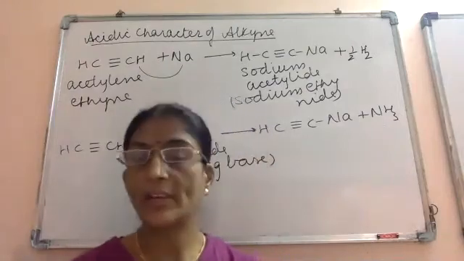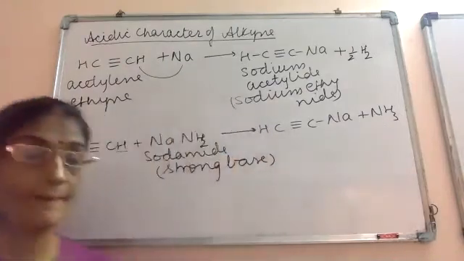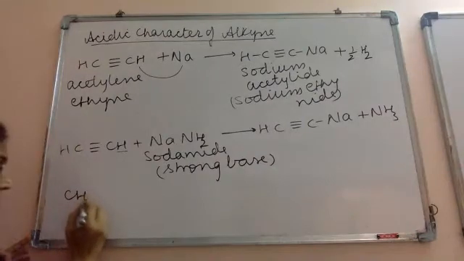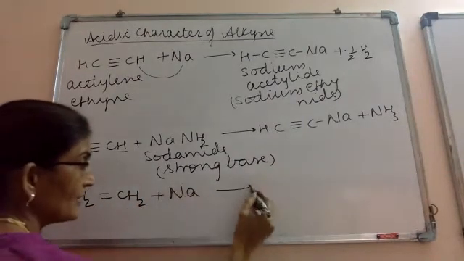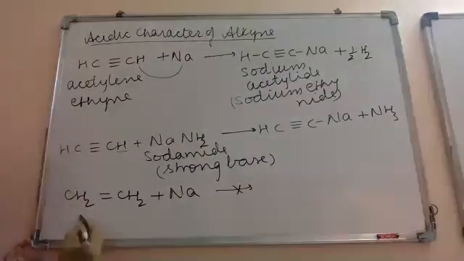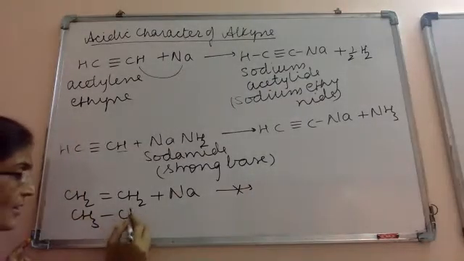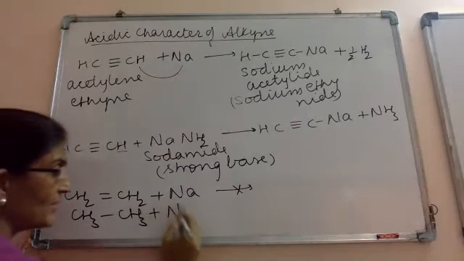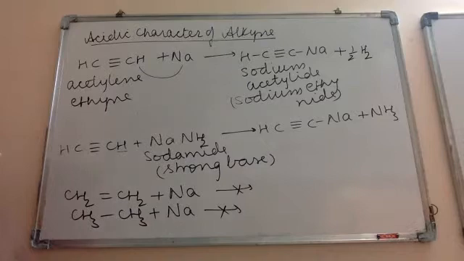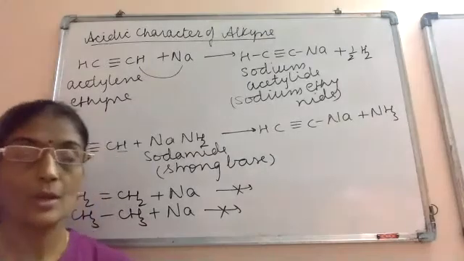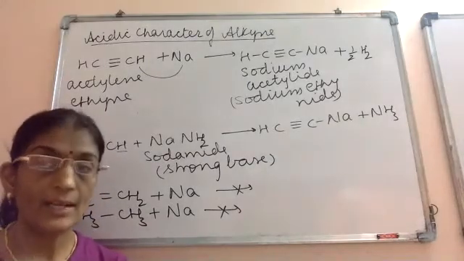The same reactions are not given by ethene or ethane. Suppose we react sodium with ethene, there is no reaction. Suppose we take ethane and it is treated with sodium, there will be no removal of hydrogen gas, no reaction. That means it is not acidic. Ethene or ethane, they are not acidic.